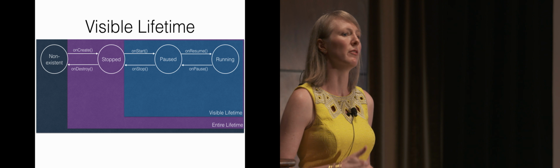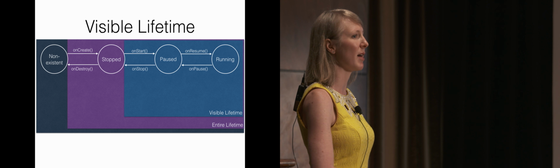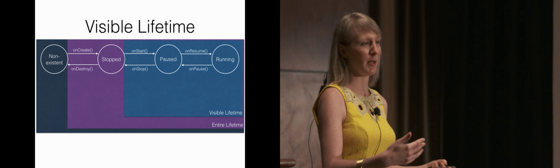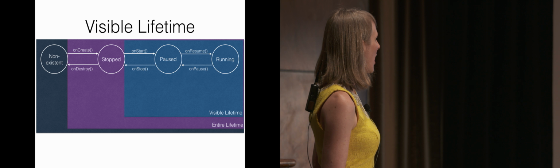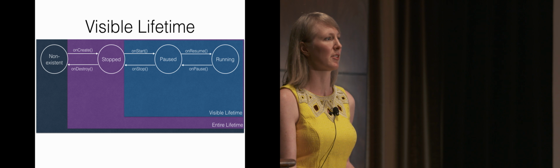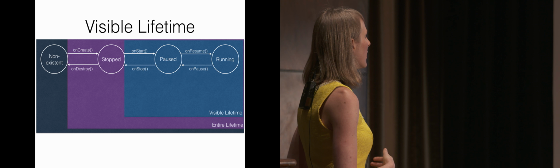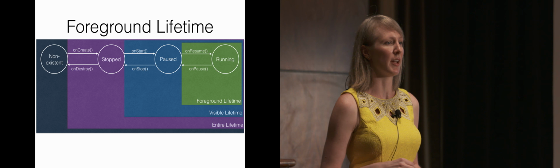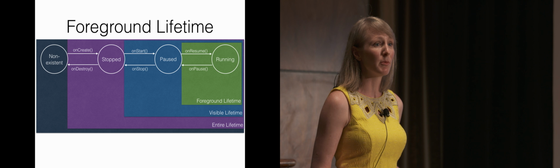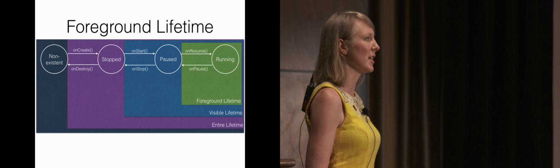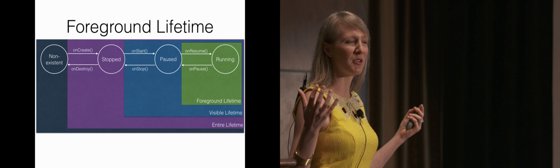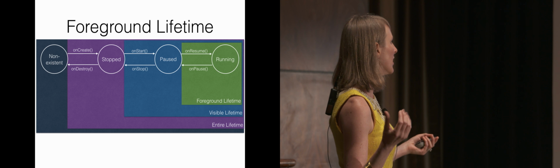Then there's the notion of the visible lifetime. Can the user see my activity? This happens between onStart and onStop and everywhere in between. So the user can see the screen, but might not necessarily have it in the foreground. And then finally, there's the foreground lifetime, which you can see looks shorter. This is between onResume and onPause. It represents the running state, and this is where your activity is the shining star of the moment, and it has your user's full attention.